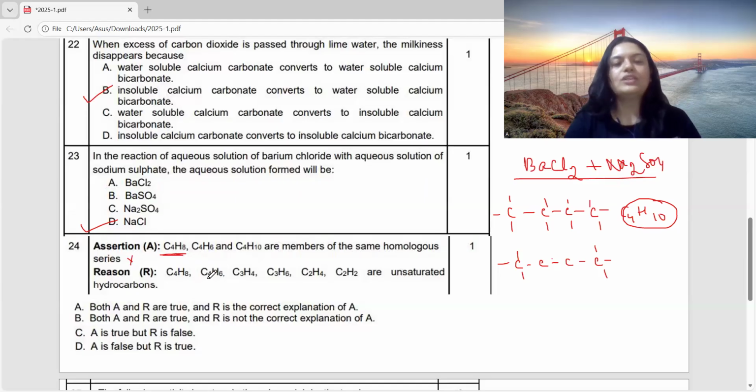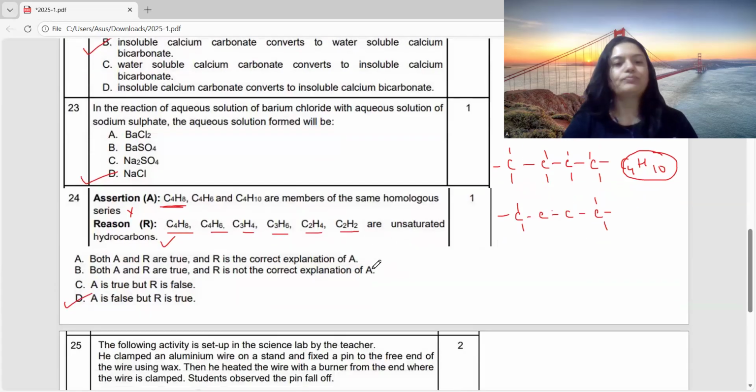Now C4H8, C4H6, C3H4, C3H6, C2H2, C2H4 are unsaturated hydrocarbons. If you can see the configuration, these two we have already seen, and if you try to draw the rest of them, you will see that all of them will either have a double bond or a triple bond, which implies that they are unsaturated, right? So definitely this is correct. So your assertion is false, but your reason is true.